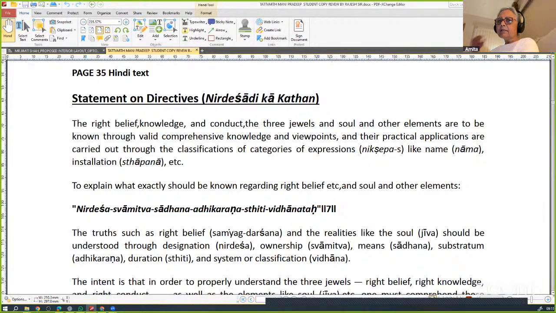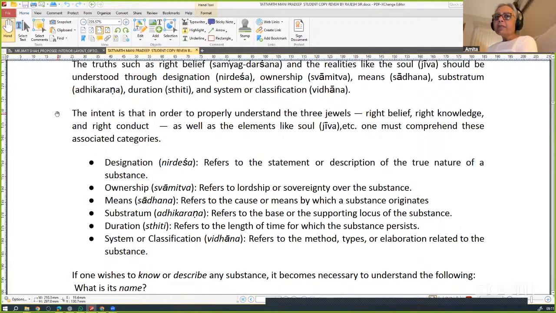Nirdesh, Swamitva, Sadhana, Adhikaran, Sthiti, Vidhan. The truths such as right belief, Samyak Darshan, and the realities like the soul, Jiva, should be understood through designation, Nirdesh; ownership, Swamitva; means, Sadhana; substratum, Adhikaran; duration, Sthiti; and system of classification, Vidhan. The intent is that in order to properly understand the three jewels, right belief, right knowledge, and right conduct, as well as the elements like soul, Jiv, etc., one must comprehend these associated categories.